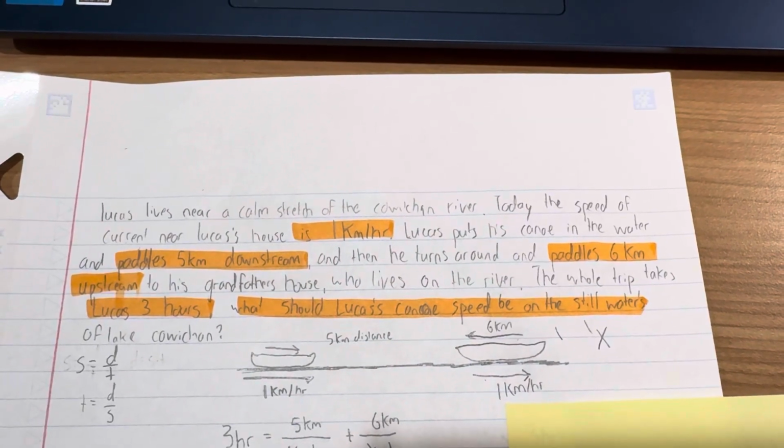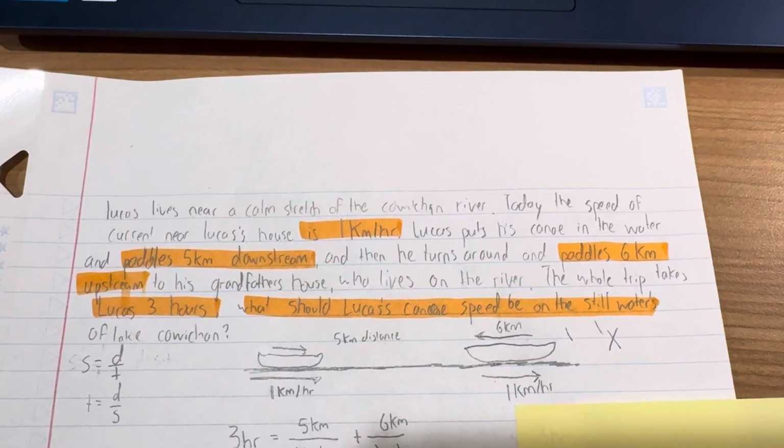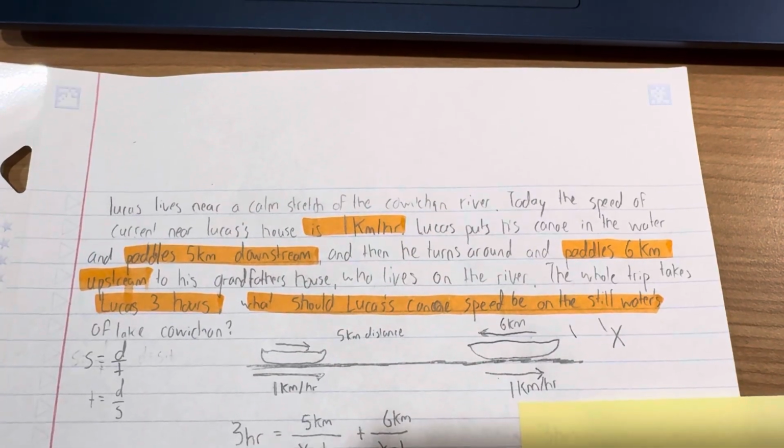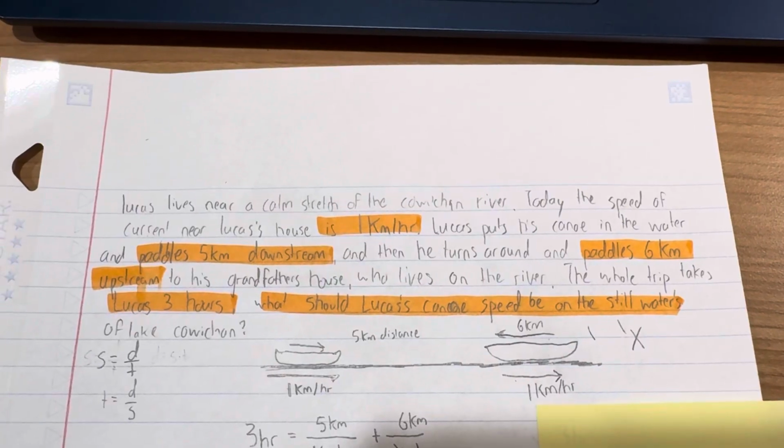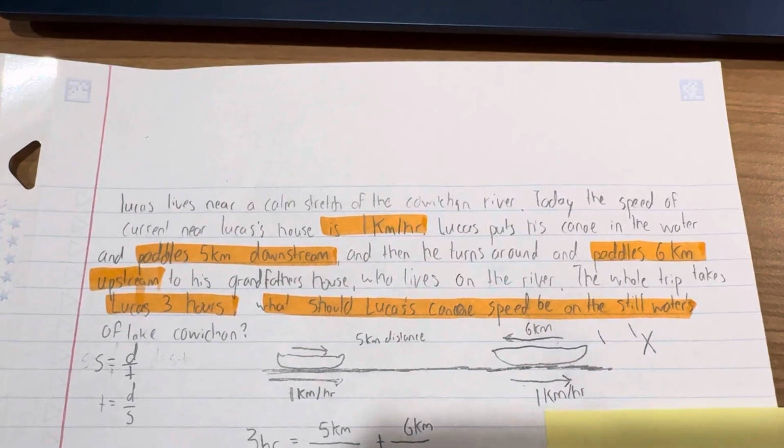He turns around and paddles 6 kilometers upstream to his grandfather's house, who lives on the river. The whole trip takes Lucas 3 hours. What should Lucas's canoe speed be on the still water of Lake Cowichan?